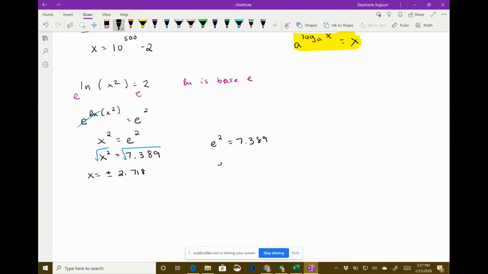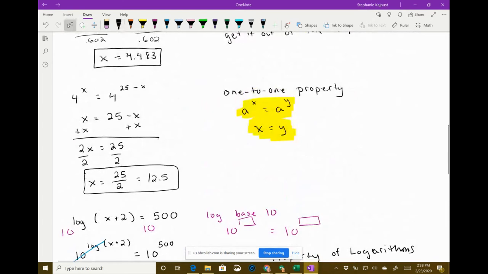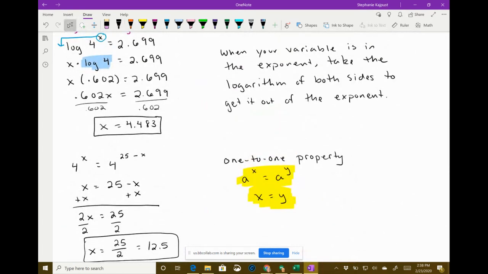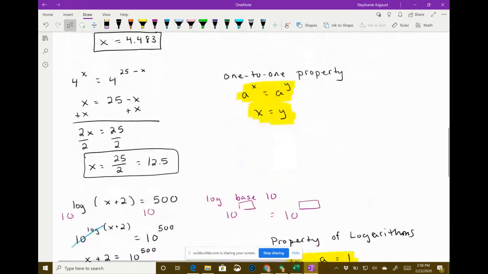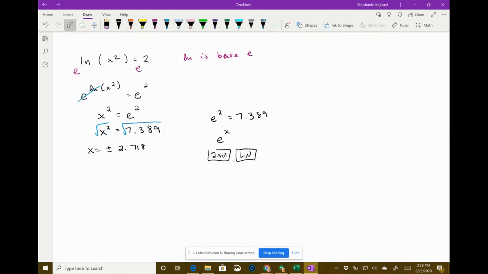So I have a button that says e to the x. So my button is actually, let's see, I have to hit second, and then I have an LN button that I hit, and that gets me to e to the x. Okay, I got that. I just didn't see it on my calculator. That's good. Yes, thank you. That's a good question. And then for log 4, I just typed in log, and then I hit the number 4, and that gave me my thing.